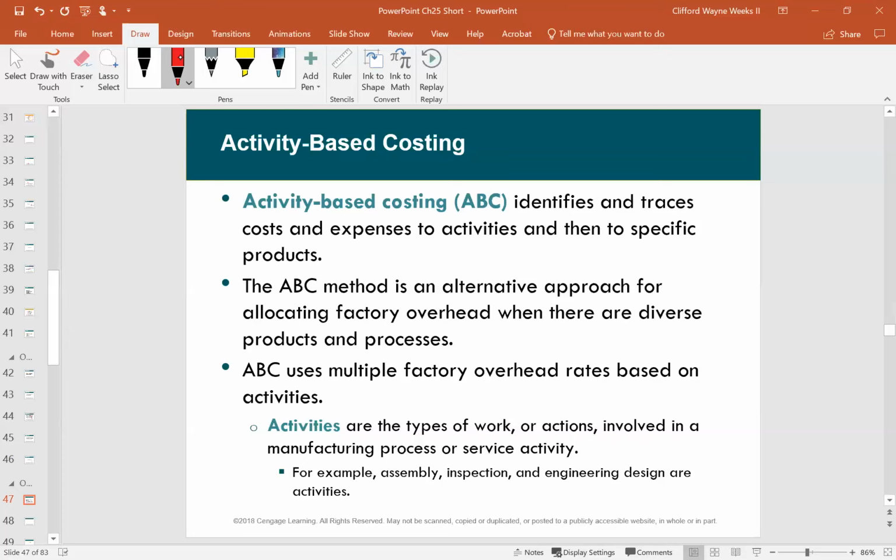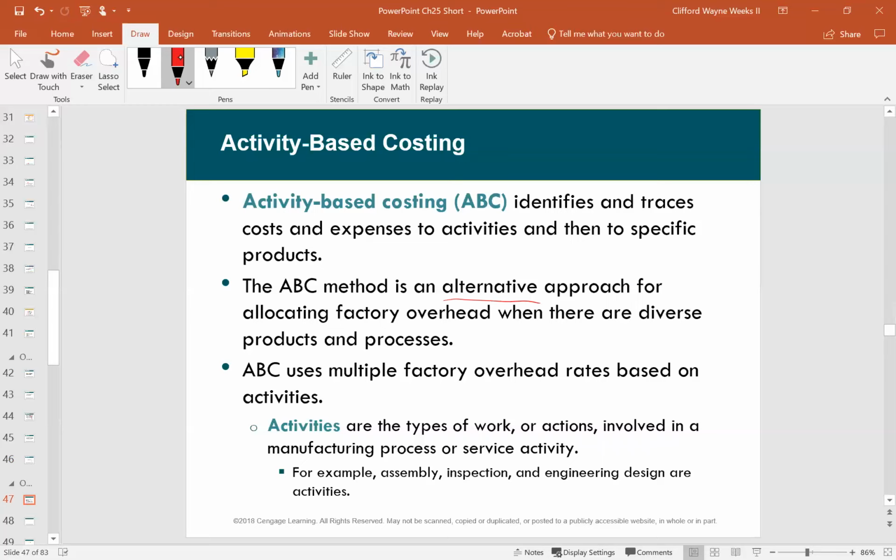However, when it came to fixed factory overhead as a whole, we allocated or applied factory overhead. Well, when we did that, the process is called peanut butter costing. We just said, hey, it doesn't really matter what this total factory overhead is. Some are fixed, some are variable. We just allocated it based on direct labor hours. And so what activity-based costing does is it looks at alternative ways to allocate factory overhead.